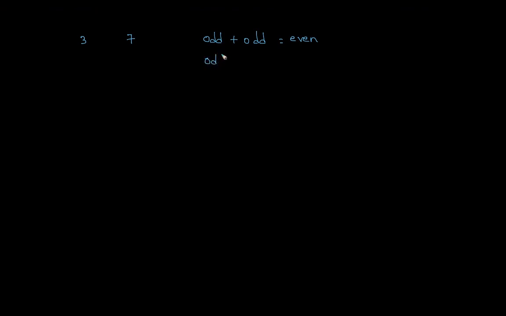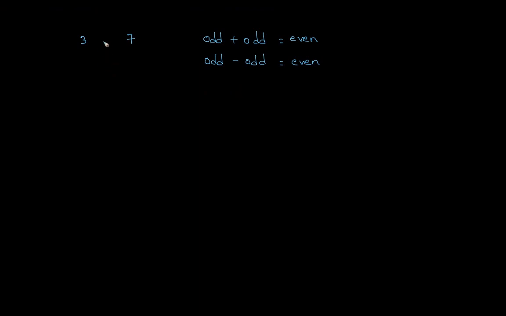If suppose I deduct 3 from 7, what do I get? The number is even. You can take any numbers. If you take 17 and 11, right? 17 plus 11, 28, even number. 17 minus 11, 6, even number, right?